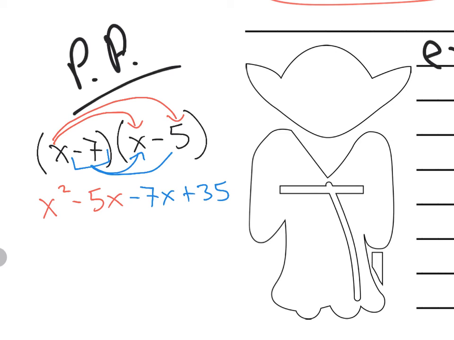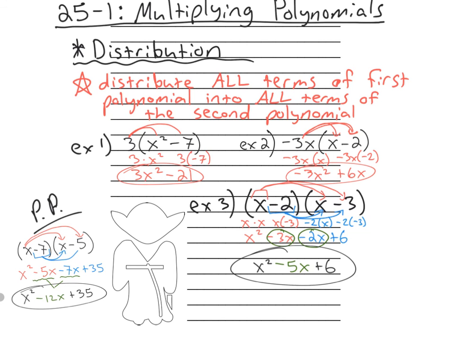Always simplify after you multiply. Combine like terms. We have like terms of negative 5x and negative 7x. Those combine to make negative 12x. Part of our answer still is x squared as the first term. The last term is plus 35. Hey, what would that be called? Trinomial. A trinomial. What's the degree there? 2, so it makes it a quadratic trinomial. May the math be with you.